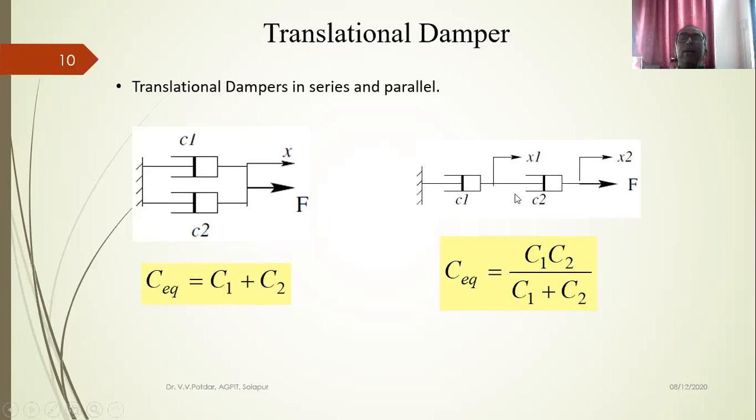Whereas in parallel, as per Raven's convention, appearance-wise they appear as series, but as per F.H. Raven's convention, these are called parallel. So what is the case here? The force acting on each of the dampers is the same, whereas the displacements or the velocities experienced by each of the dampers are different. So for this parallel damper arrangement, C equivalent is equal to the product of damping coefficients upon the summation of damping coefficients. So C1 into C2 upon C1 plus C2.